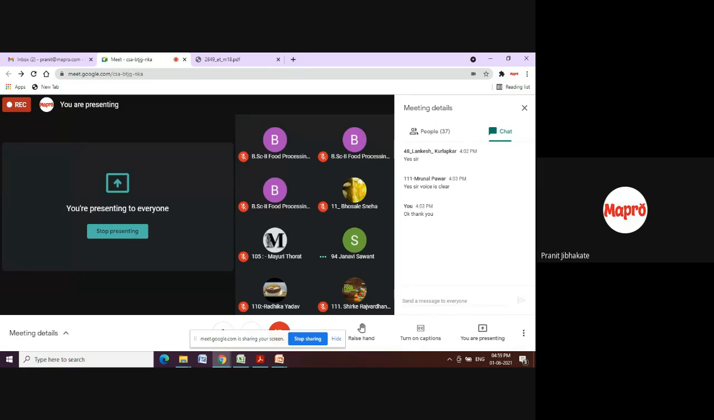Then TSS, acidity, pH. The pH should be 2.8 to 3.6. We require acidic pH for the setting of jam.